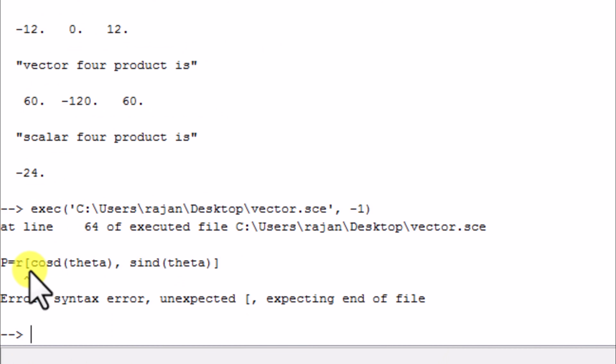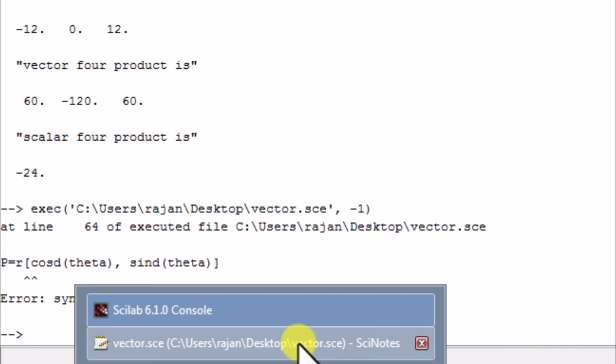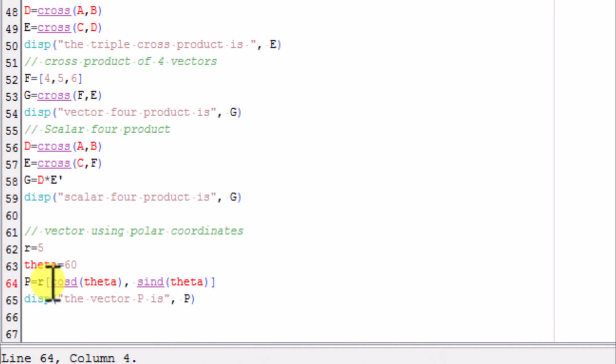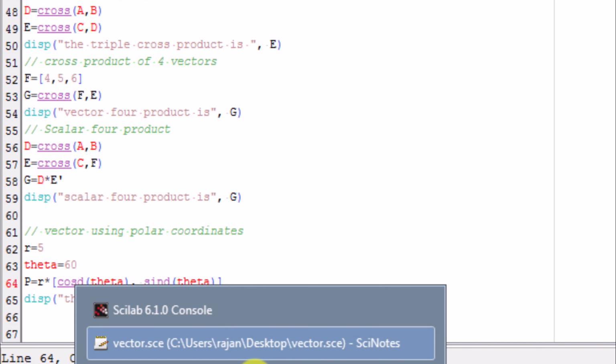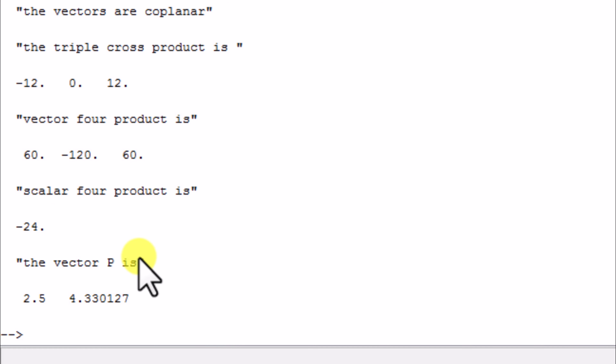So this is giving an error. Why? Because I have omitted the multiplication sign star. So let us put the star also and see the output. As you can see, the x component is 2.5 and the y component is 4.33, and this is what I am getting with the help of r and theta. So this is the vector with the help of polar coordinates.